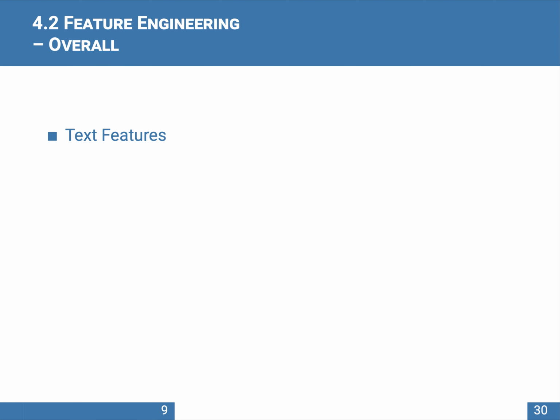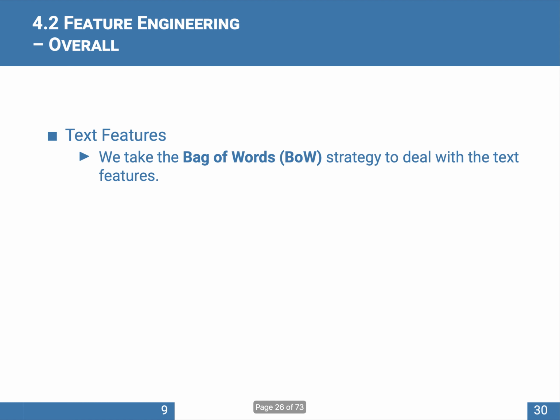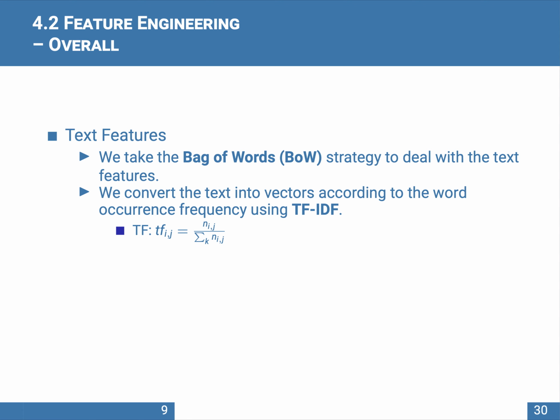So, feature engineering. For the text feature first, we take the bag of words, BOW, strategy. The idea of BOW is to place all the words into a bucket while ignoring the original occurrence order. Second, we use TF-IDF to convert the text into vectors.